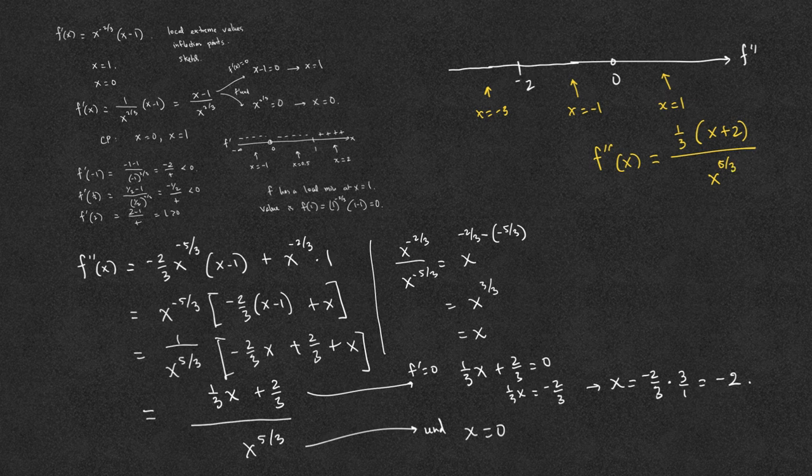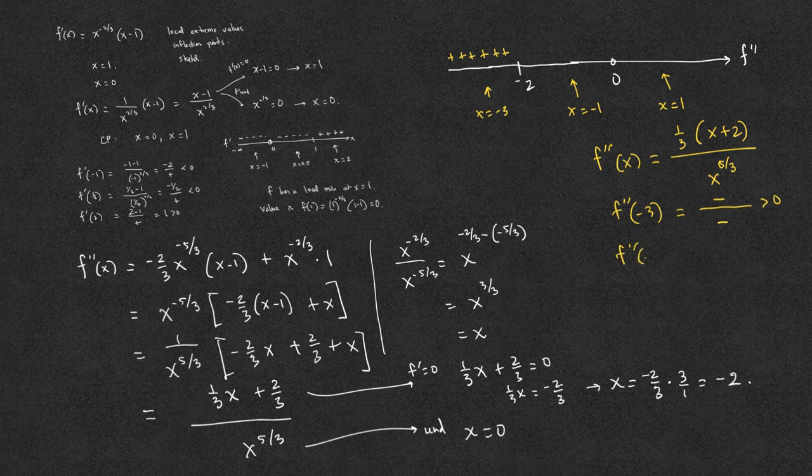If we plug in negative 3 into the second derivative, then the numerator is negative because negative 3 plus 2 is negative 1 times 1/3, which is negative, and negative 3 raised to the 5th power is still negative, and so negative over negative is a positive number. F double prime is positive from negative infinity to negative 2.